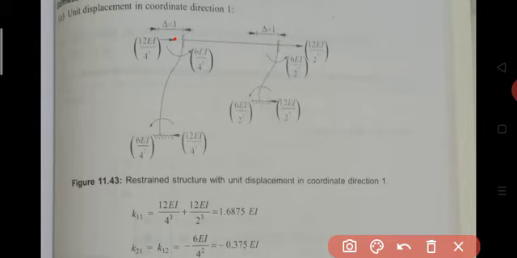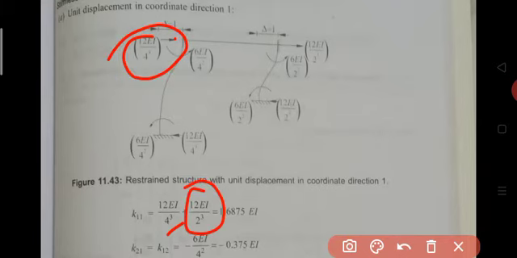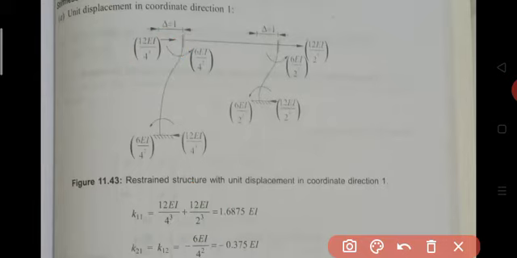Our assigned coordinate is also plus x direction, so treat this as positive. So, HB reaction is 12 EI by 4 cube, then HC reaction is equal to 12 EI by 2 cube. So, you finally get 1.685 EI.